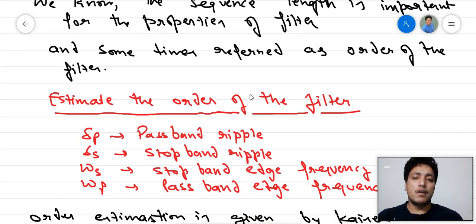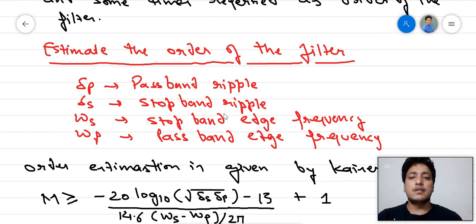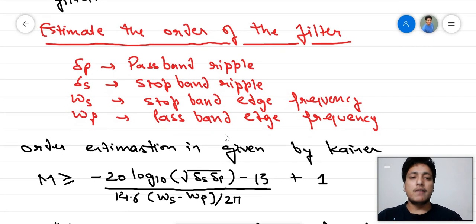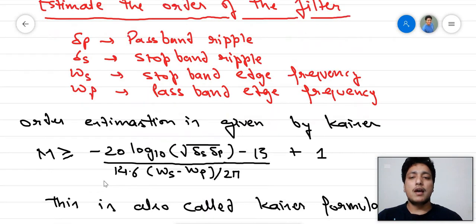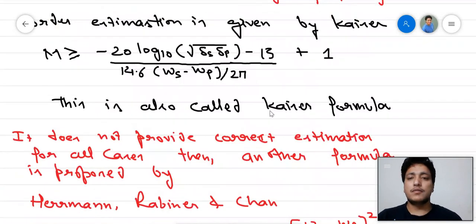For that particular point, we require certain important aspects such as passband ripple, denoted as delta P, delta S as stop band ripple, then omega S, that is stop band edge frequency, and omega P, that is passband edge frequency. Now order estimation is initially given by Kaiser, also called the Kaiser formula: M is greater than or equal to minus 20 log base 10 square root of delta S delta P minus 13 over 14.6 times omega S minus omega P over 2 pi, plus 1.